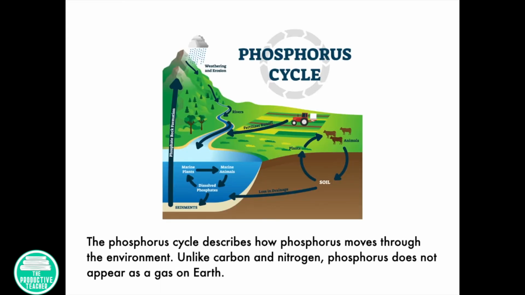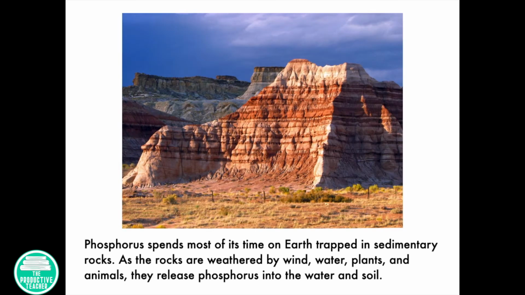The phosphorus cycle describes how phosphorus moves through the environment. Unlike carbon and nitrogen, phosphorus does not appear as a gas on Earth. Phosphorus spends most of its time on Earth trapped in sedimentary rocks. As the rocks are weathered by wind, water, plants, and animals, they release phosphorus into the water and soil.